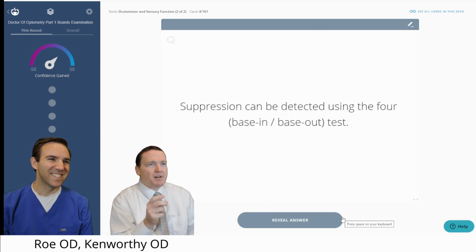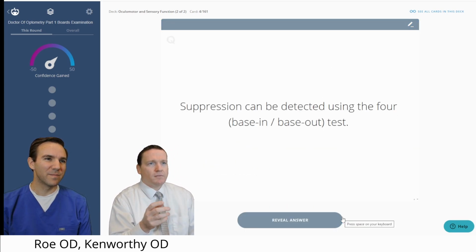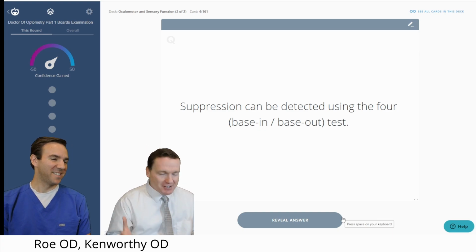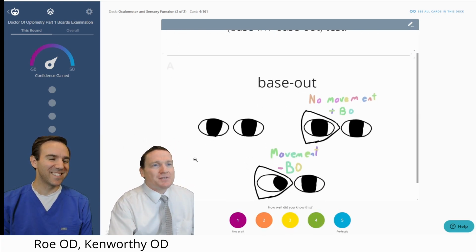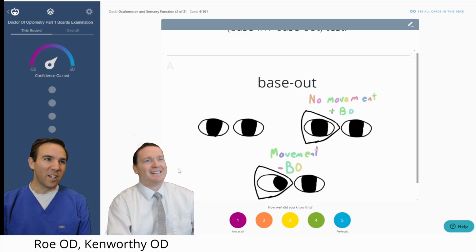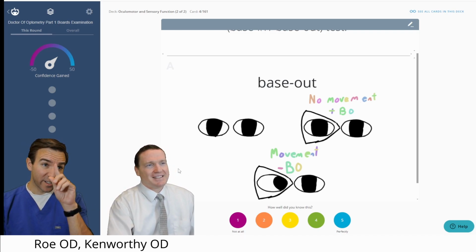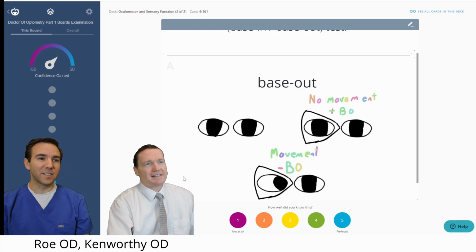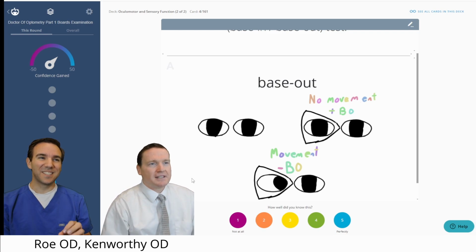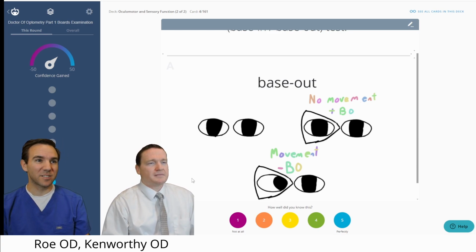Let's go. Suppression can be detected using the 4 base in or base out test. I want to say in. It feels like a 50-50 for me. Base out. Oh, but why? Oh my gosh, base out. No movement. I can't explain why. Another thing to remember with this, and this question did do a good job of that, we use the 4 base out test typically to check for a microtropia. But the 4 base out test does not diagnose microtropia. It only confirms that there is a suppression zone that is within 4 prism diopters.